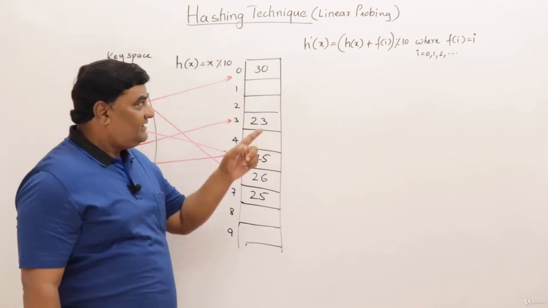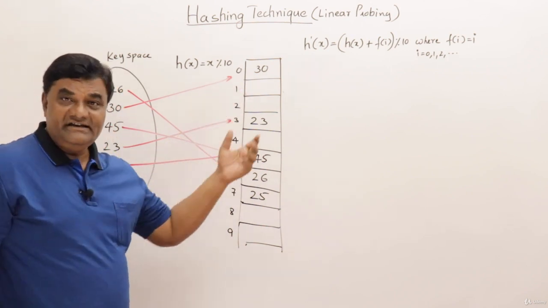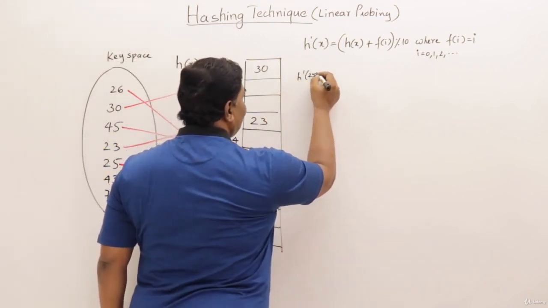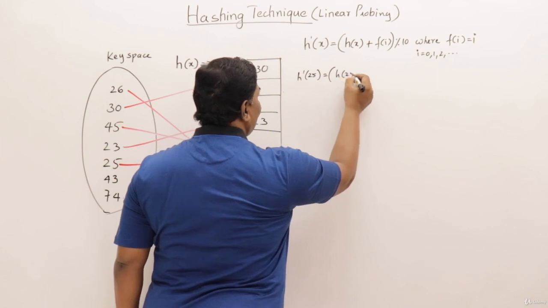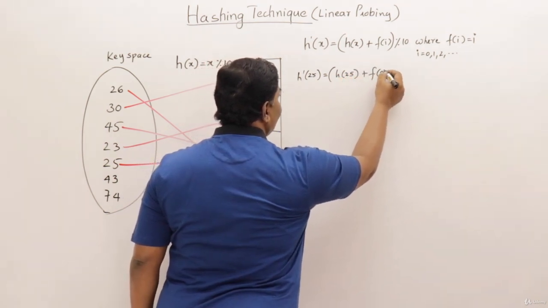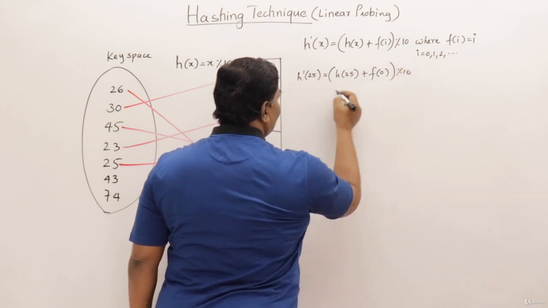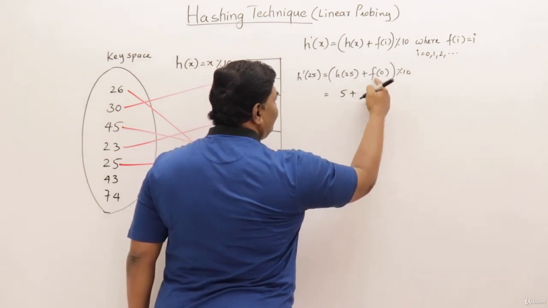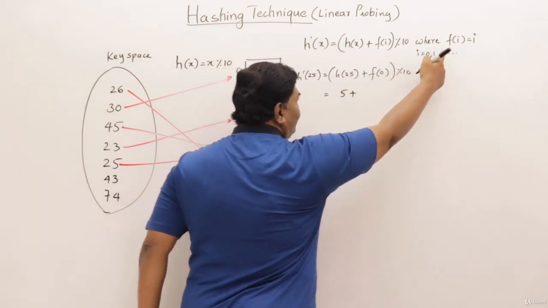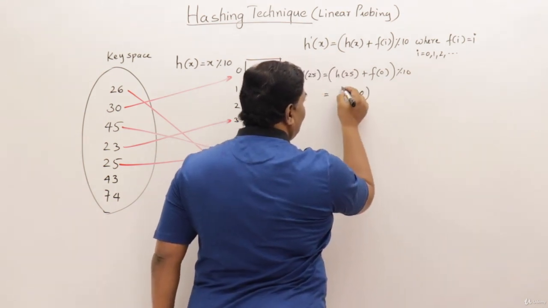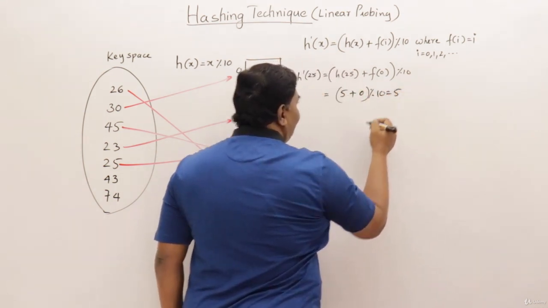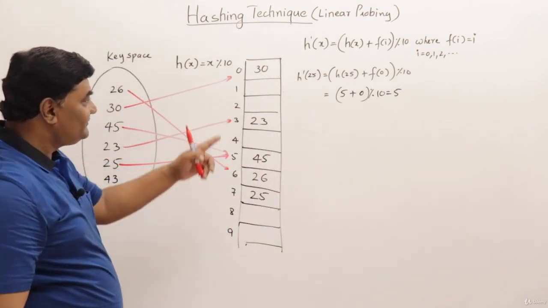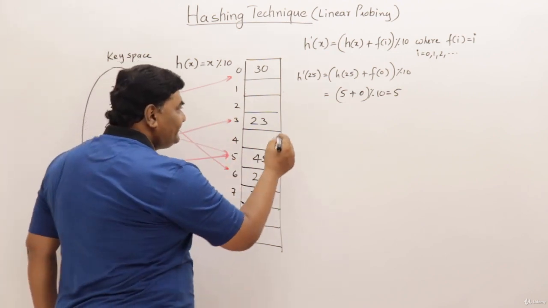Now let me show you how that function is used, what that function says. For 25, let us do it. h dash of 25 is h of 25 plus f of 0, mod 10. h of 25, this is the hash function, the result is 5, plus f of 0. f of i is i, so this is 0 only. 0 mod 10, so the answer is 5. So this has given index 5. But there is a collision.